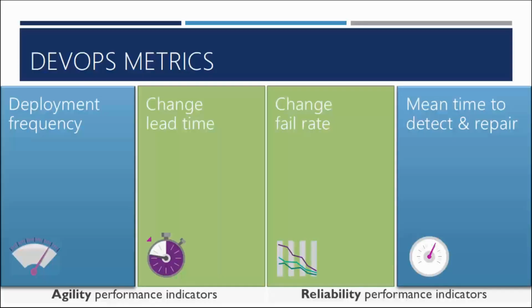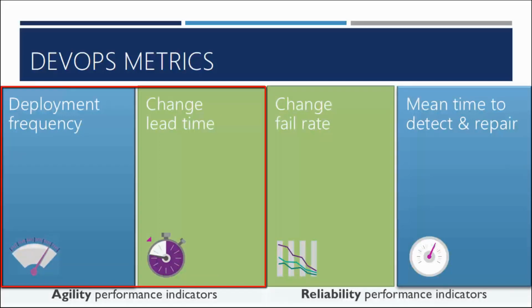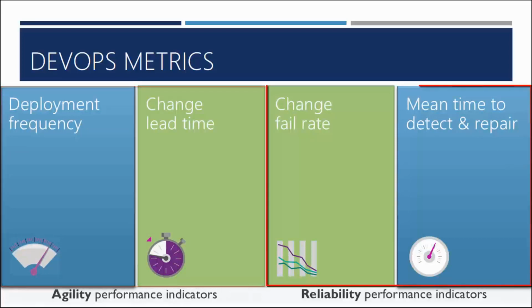In these DevOps metrics, we have the agility performance indicators, which are the first two on the left side of the screen: the deployment frequency and change lead time. And then we have our reliability performance indicators, which are the change fail rate, and then mean time to detect and repair. I'd like to take a look at these four metrics, which are primarily divided between agility and reliability.